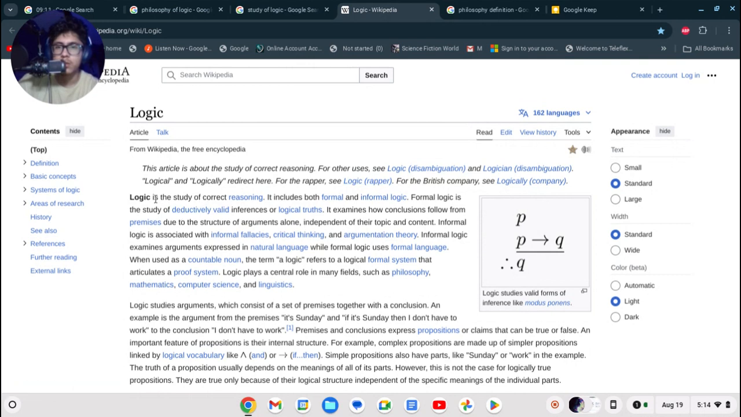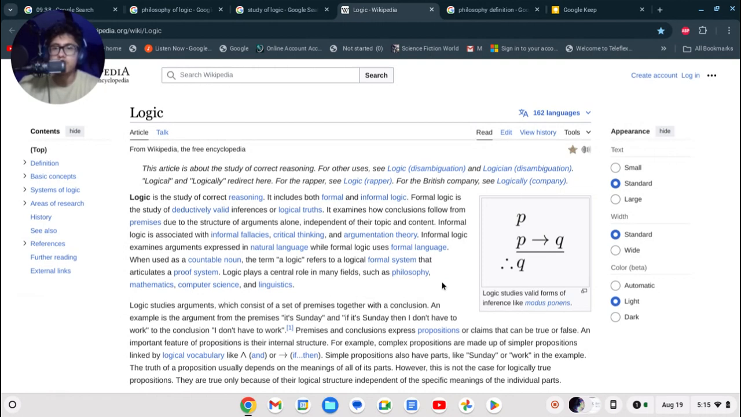Okay. Logic is the study of correct reasoning. It includes both formal and informal logic. Formal logic is a study of deductively valid inferences, or logical truth. It examines how conclusions follow from premises due to the structure of arguments alone, independent of their topic and content. Informal logic is also associated with informal fallacies, critical thinking, and argumentation theory. Informal logic examines arguments expressed in natural language, while formal logic uses formal language.